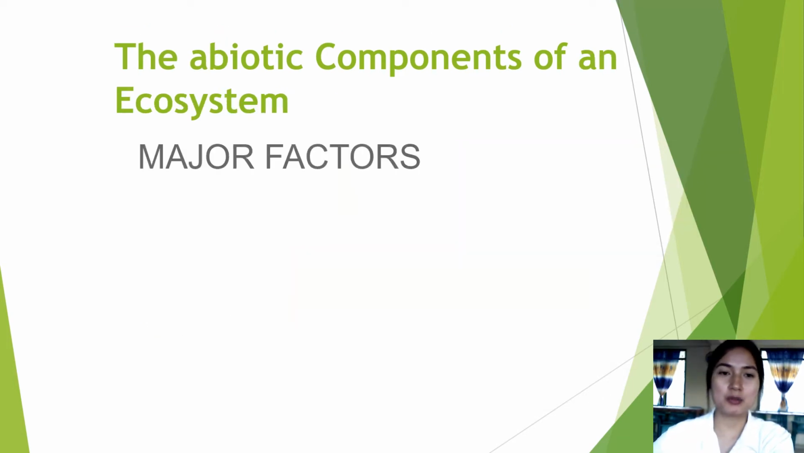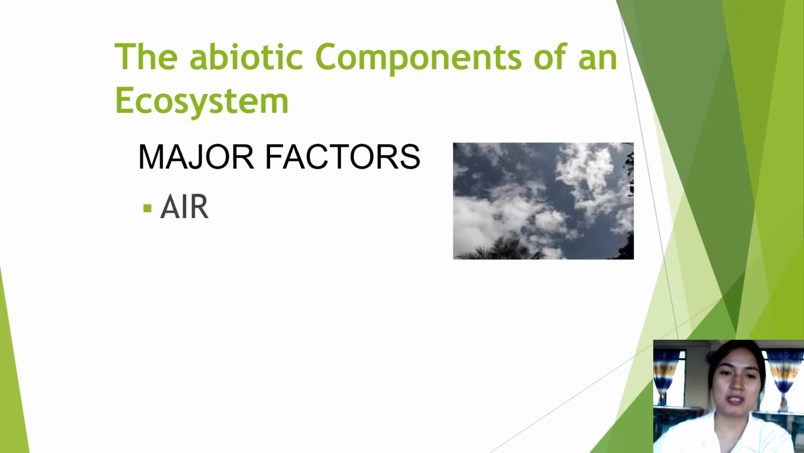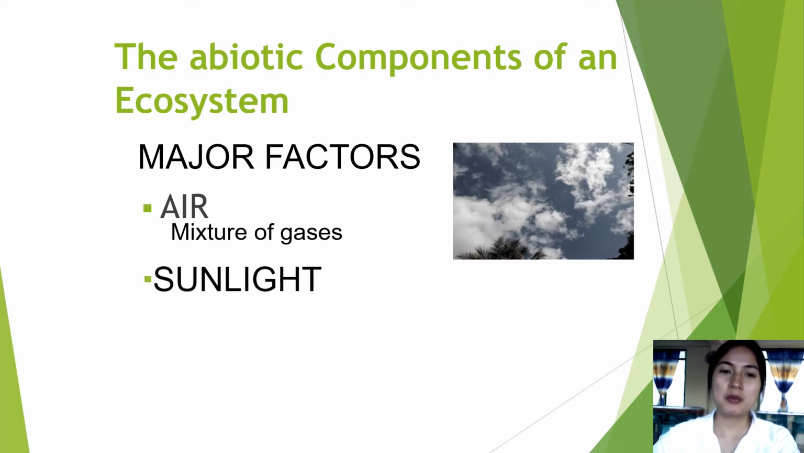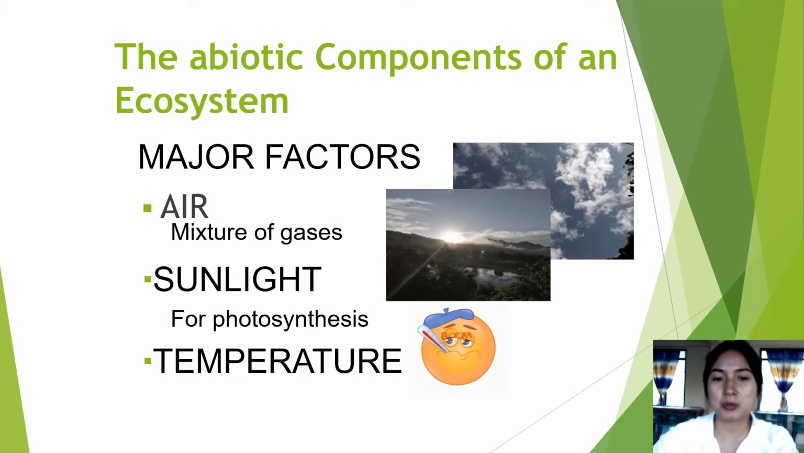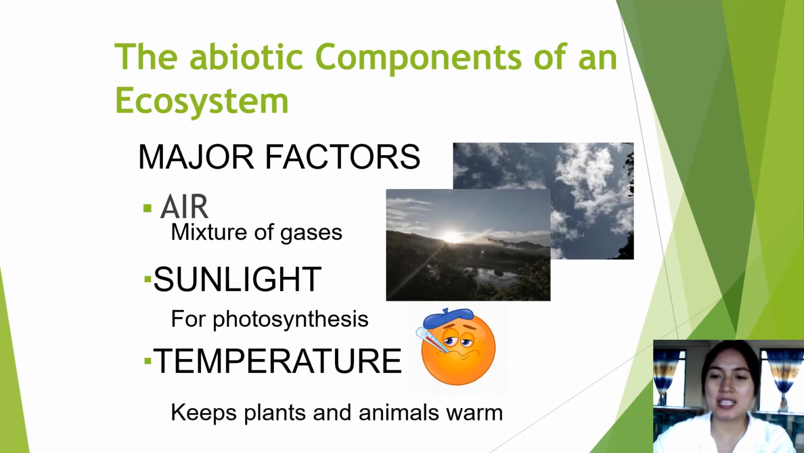Along with the categories, we have the major factors. We have the air, a mixture of gases. Oxygen and carbon dioxide are present in air. And carbon dioxide is necessary for the plants in making their own food. Another, we have the sunlight. It is used for photosynthesis. Photosynthesis is the process in which plants make their own food. Another, we have the temperature. It keeps plants and animals warm.